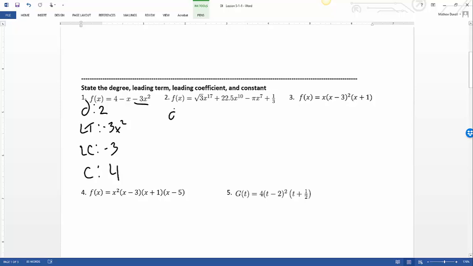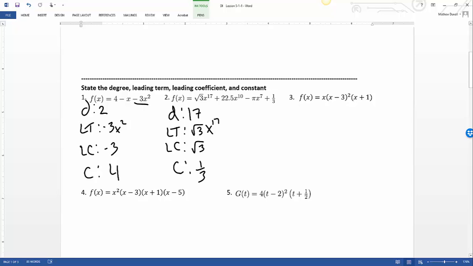So for number 2, the degree, the highest exponent, is 17. The leading term, it's whatever the term is that has the degree in it. The leading coefficient is whatever's in front, which is radical 3. And then the constant is just the number with no x.